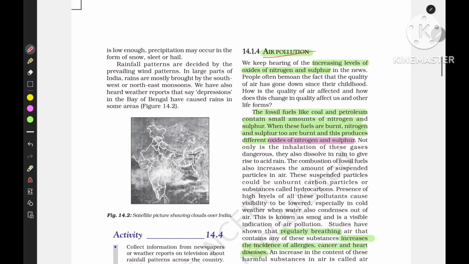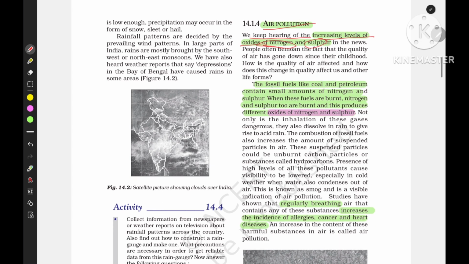About air pollution, we keep hearing of the increasing levels of oxides of nitrogen and sulfur. The fossil fuels like coal and petroleum contain a small amount of nitrogen and sulfur, and when these fuels are burned, nitrogen and sulfur too are burnt, and this produces different oxides of nitrogen and sulfur. So burning of fossil fuels, coal and petroleum, produces oxides of nitrogen and sulfur.